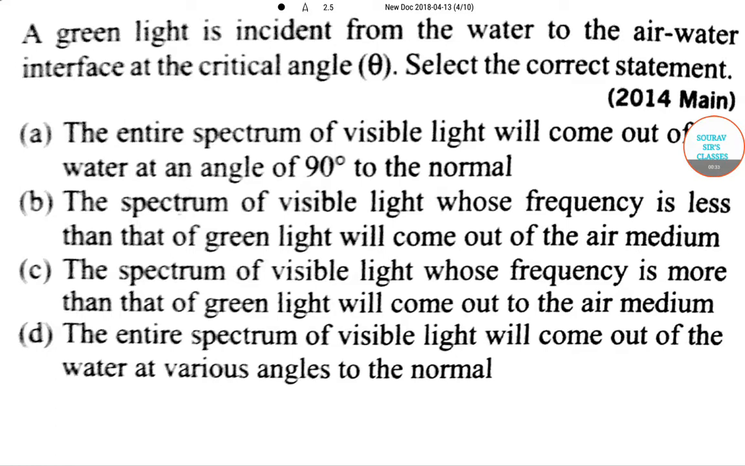Option C is the spectrum of visible light whose frequency is more than that of green light will come out of the air medium. And the final option, that is option D, says the entire spectrum of visible light will come out of the water at various angles to the normal. In order to solve this problem, first of all, we need to know a number of things.